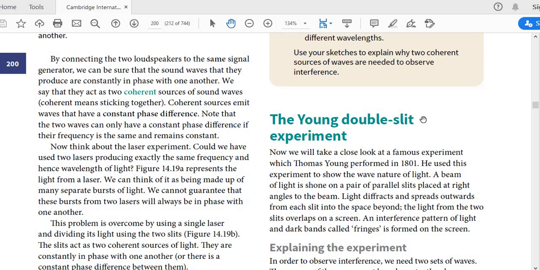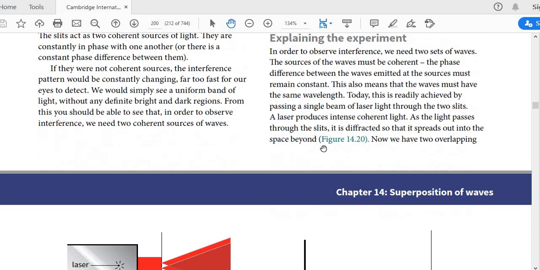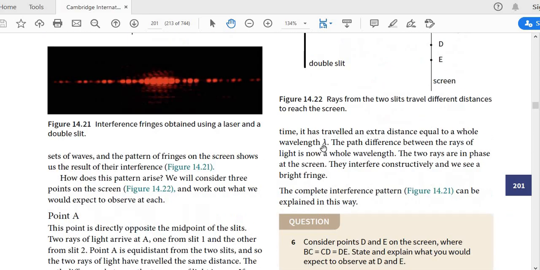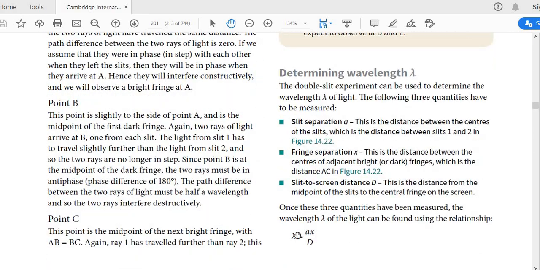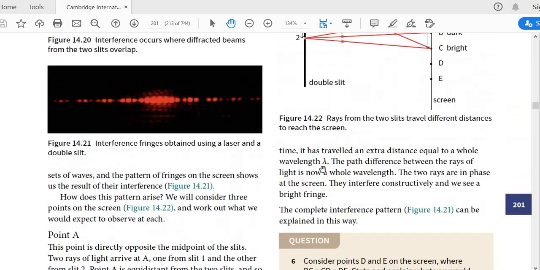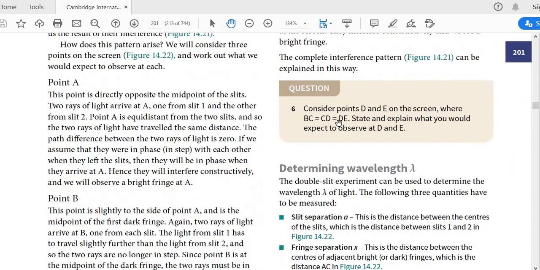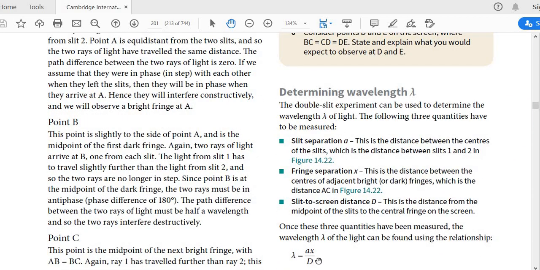Okay. Then again, very important, the Young's double slit experiment. In this experiment, there is an equation that you should know. And that equation is this one right here. You have to know what each symbol here means. See, the meanings are given here and you should be able to identify it from the diagram. So the equation is lambda equals ax over d.